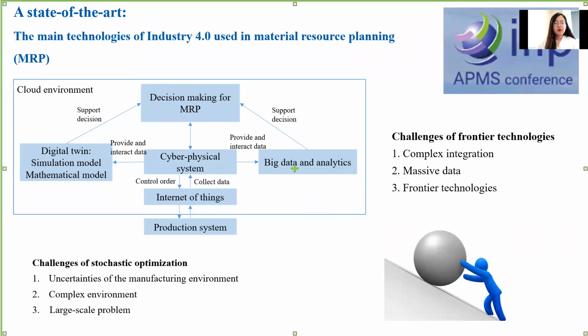First, I will introduce the literature review about the main technologies of Industry 4.0 used in material resource planning. We focus on these technologies: cloud manufacturing, digital twin, cyber physical system, Internet of Things, and big data and analysis. About these frontier technologies, we found three main challenges.